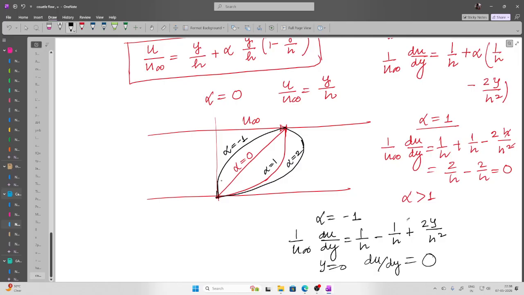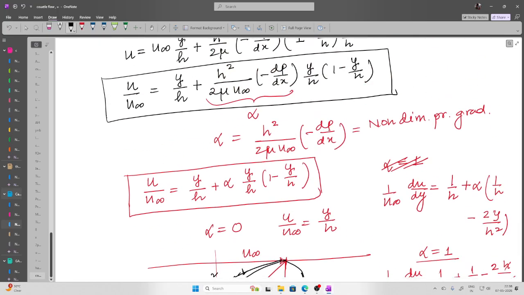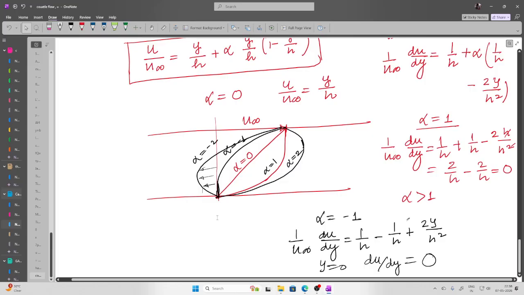Now you can very well appreciate the fact this is on the verge of separation. Why? When I decrease alpha further from minus 1 to minus 2, this will be the case, friends. That is alpha equal to minus 2. And here you can see the flow velocity is to the left. Okay. Why? Because alpha is nothing but related to the pressure gradient. When alpha is positive, it means the pressure gradient is negative, that means a favorable pressure gradient, and the flow should happen from left to right without any problem.